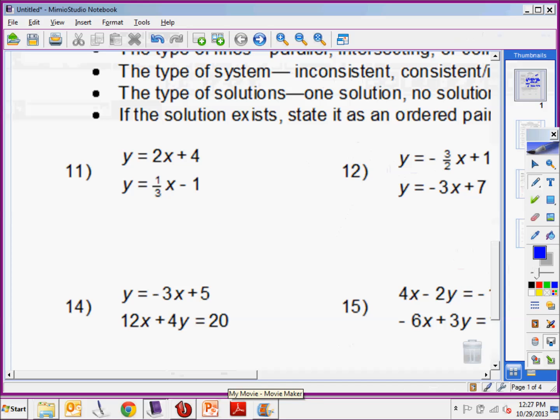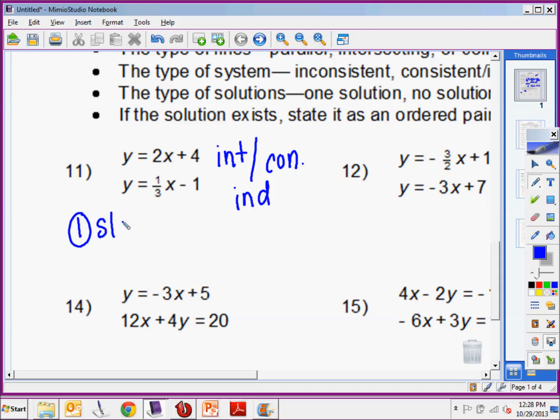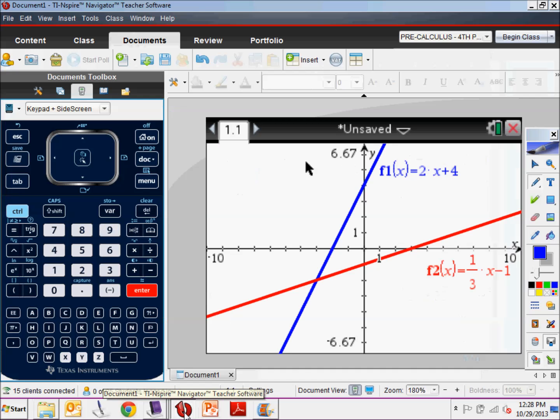So it's intersecting, it's consistent, and it's independent. Which means how many solutions am I going to have? One solution. So we're not really finding the answer? Yes, we are. How do I find that one solution? What did it tell me that one solution is? The point of intersection. How do I find the point of intersection?